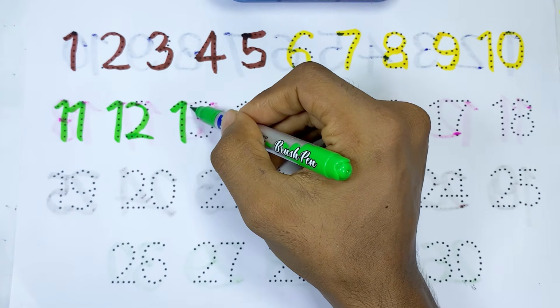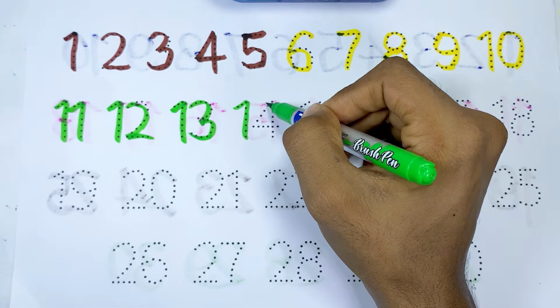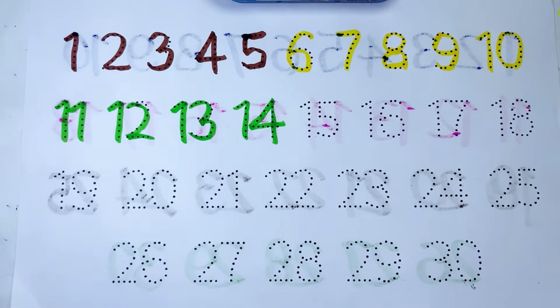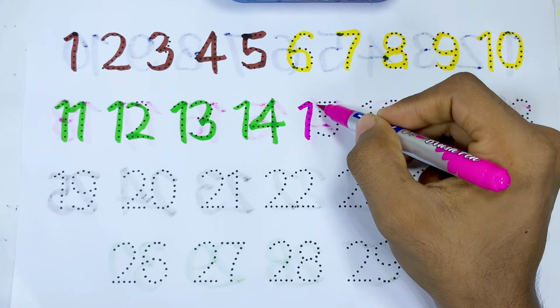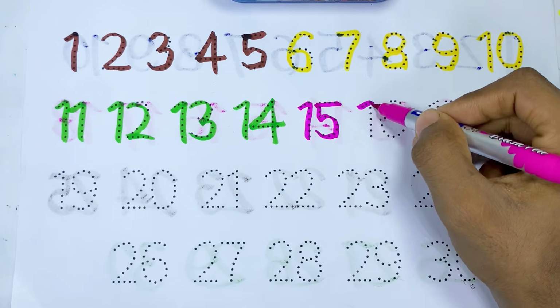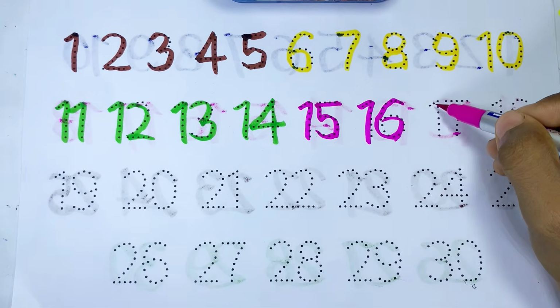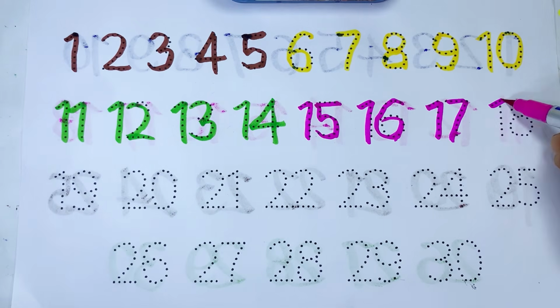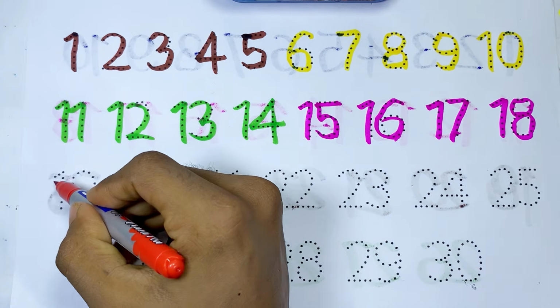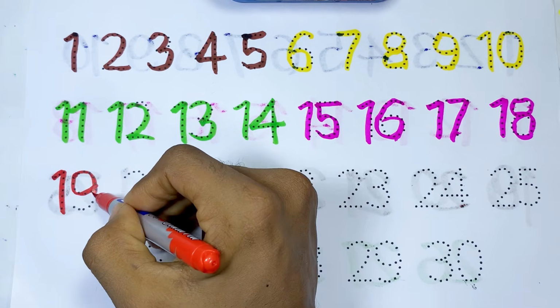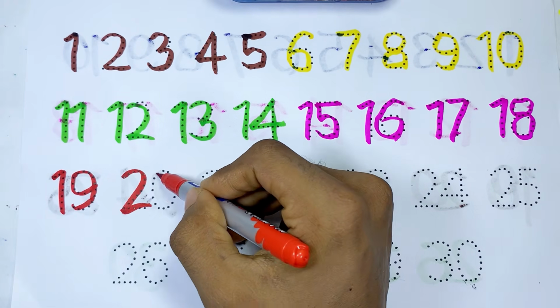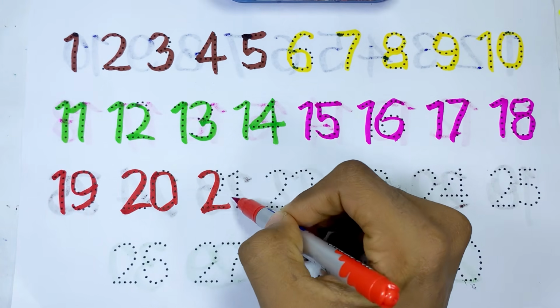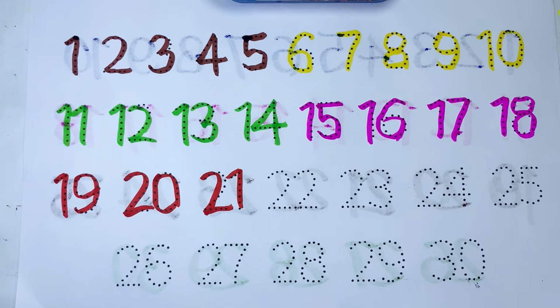12, 13, 14. Kids, now you draw 15. 16, 17, 18. Kids, now you draw 19. 20, 21. Kids, now you draw 22.